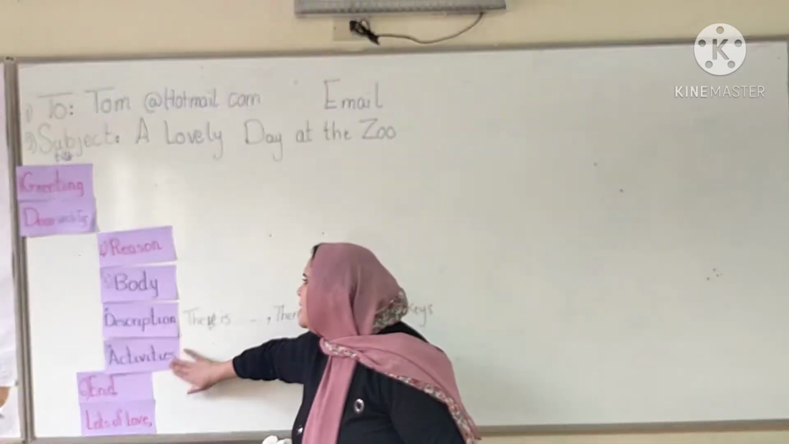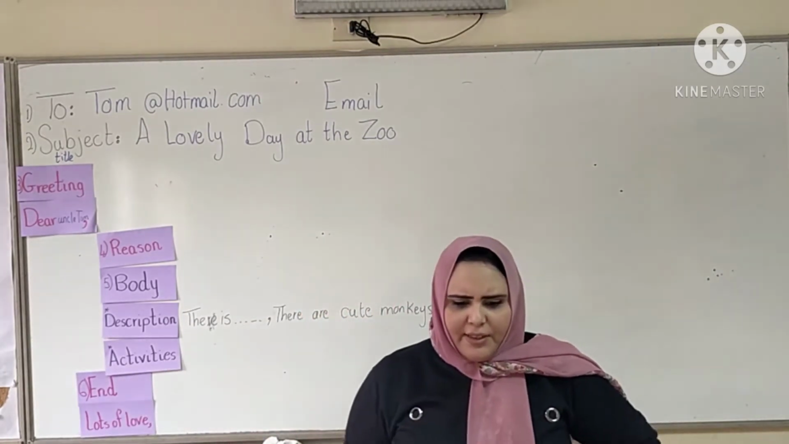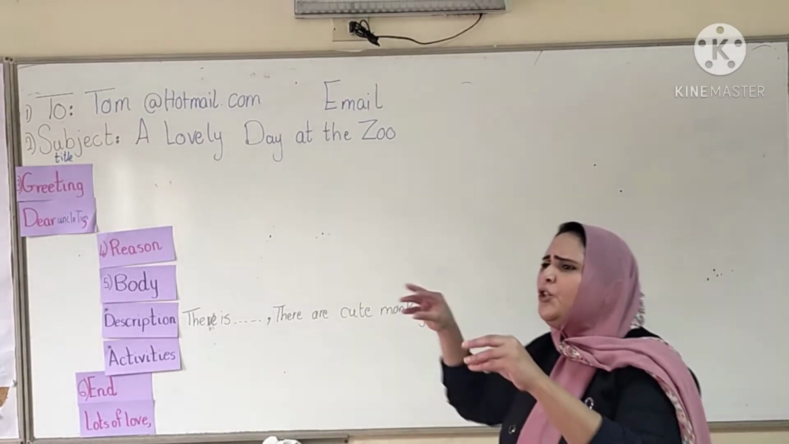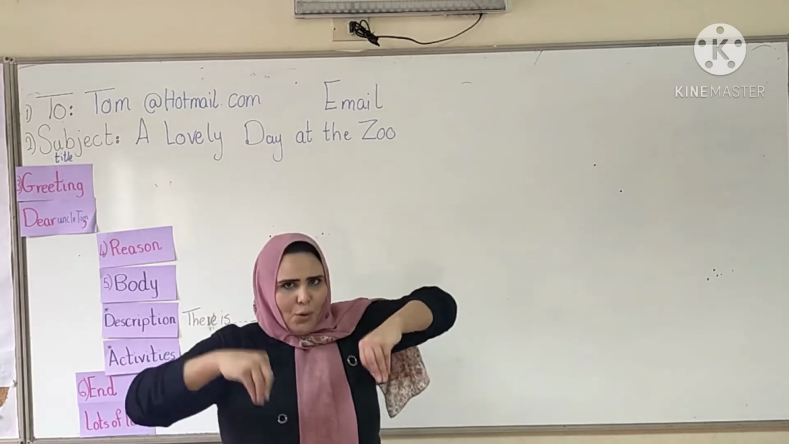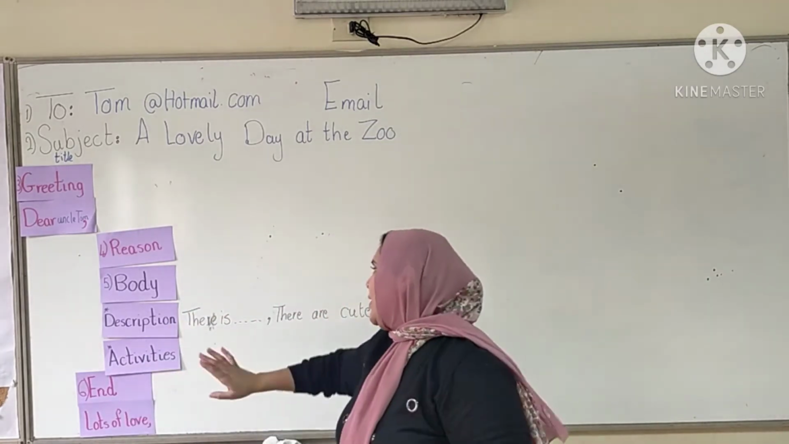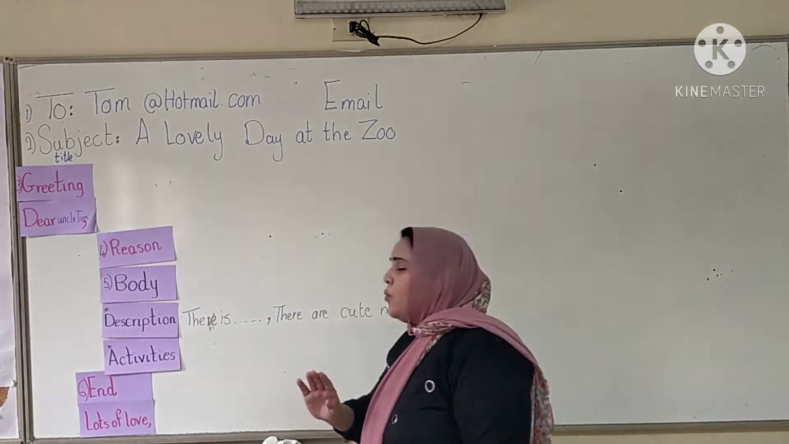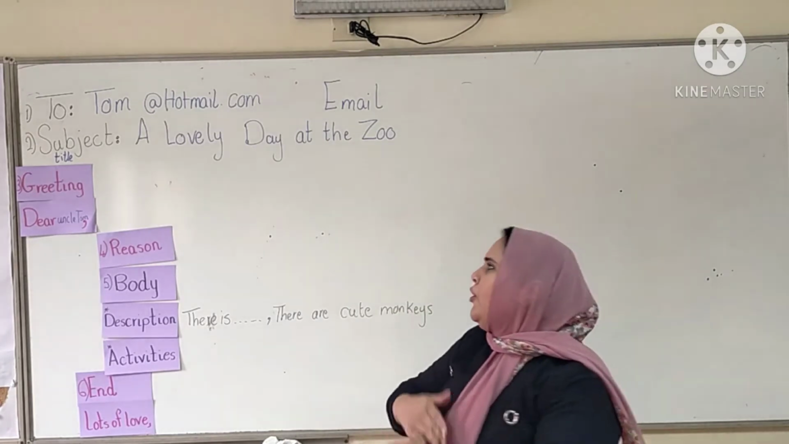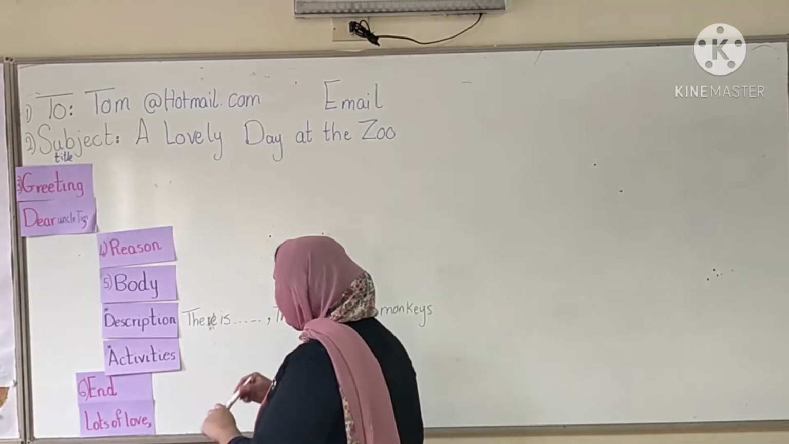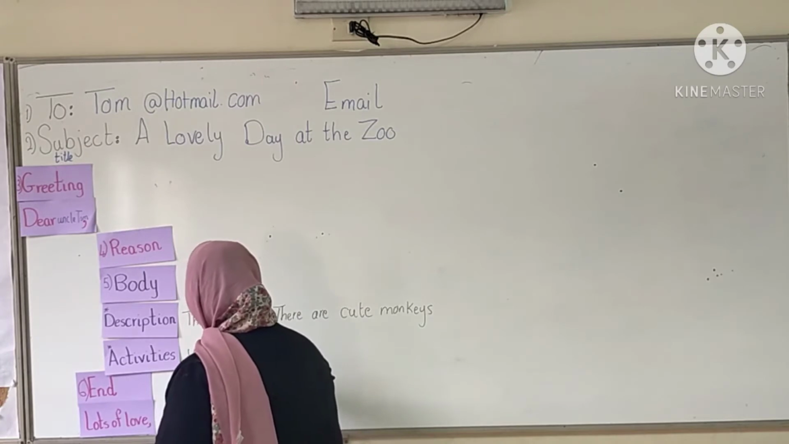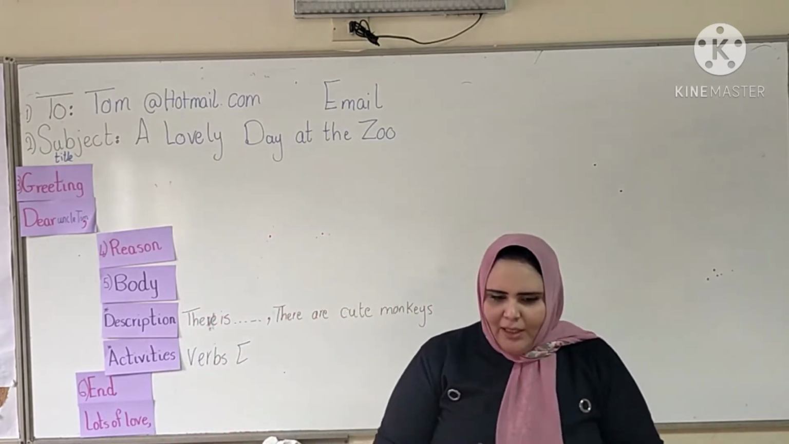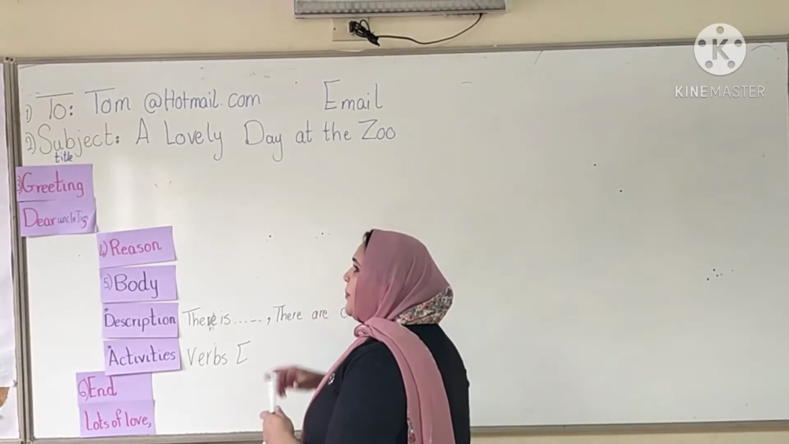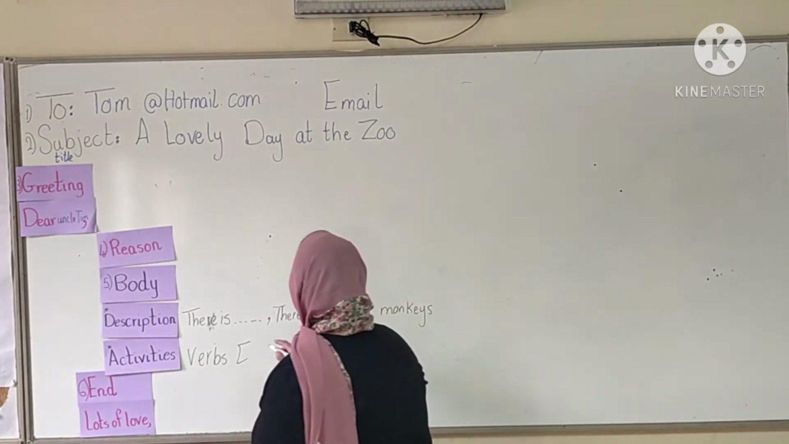The activities. What does it mean, activities? The things that we can do. The actions we can do in the zoo. So in this part, in this paragraph, we have to use verbs. Like what? For example, we are going to start the paragraph with there.